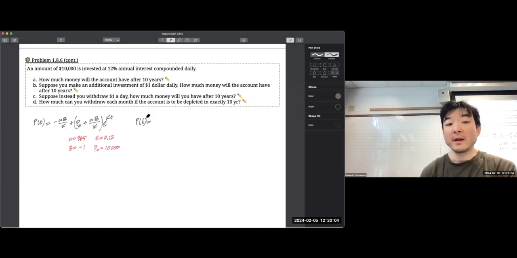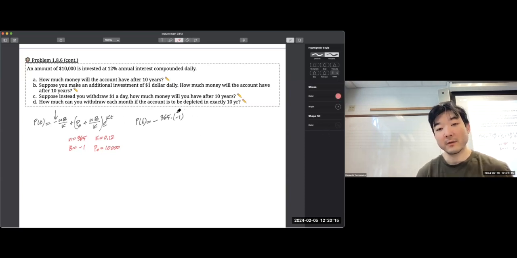So you're just going to have the negative still here. And then you'll have your N is 365, but you multiply this by -1. That's the only change that you'll see. It's -1 here. And then you'll have it divided by 0.12, your K, plus your P naught, which is 10,000, plus your N is 365, your B again is -1, so that's something that was new. And then you're dividing this by your K, 0.12, multiplied by e to the 0.12 T.